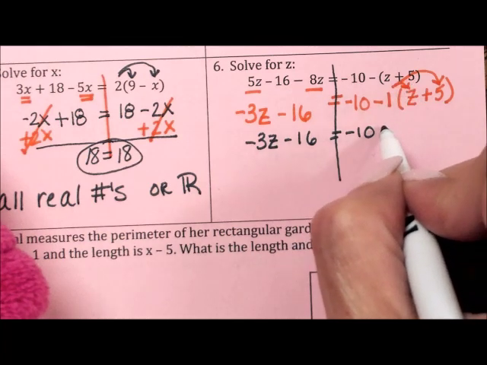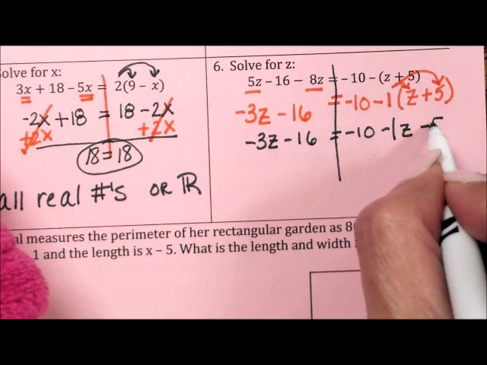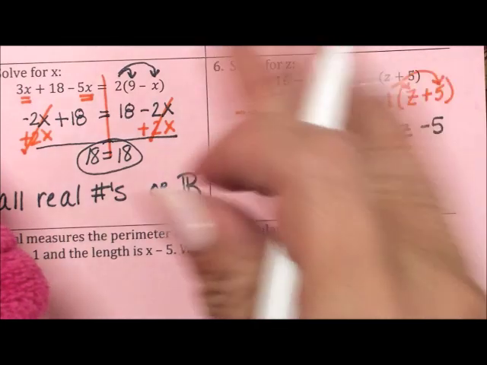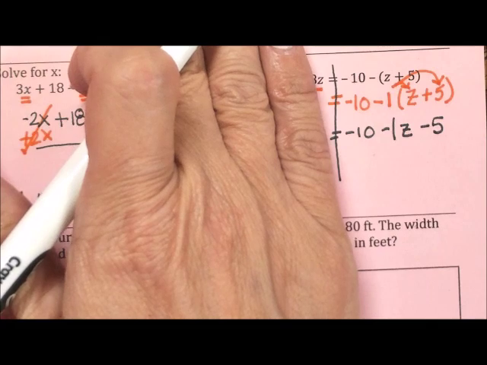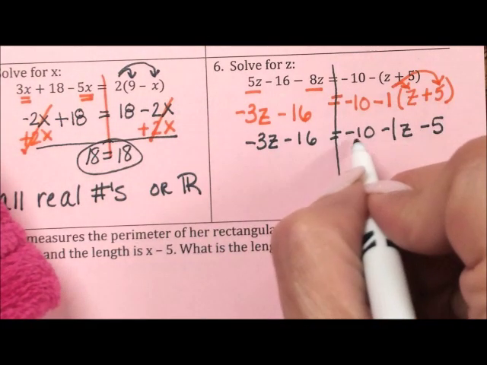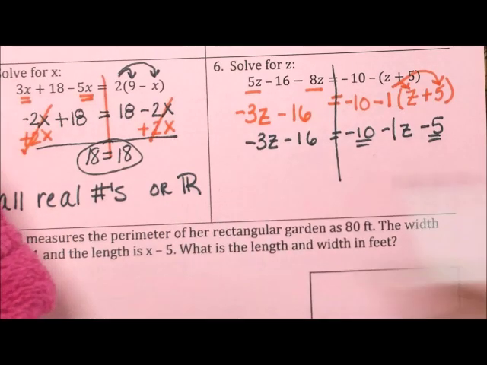Negative 1 times z will be negative 1z. Negative 1 times 5 will be negative 5. And I got 3 terms over there. What's going together? Yep, negative 10 and negative 5. Put those together. See if you can solve that one. Hit your space bar.